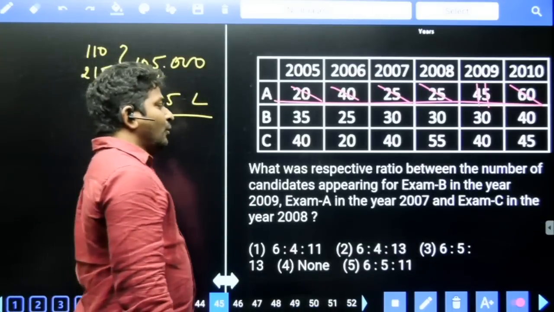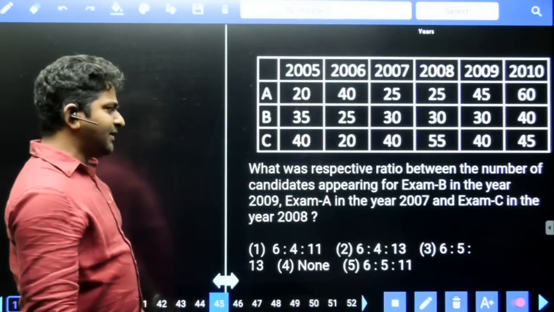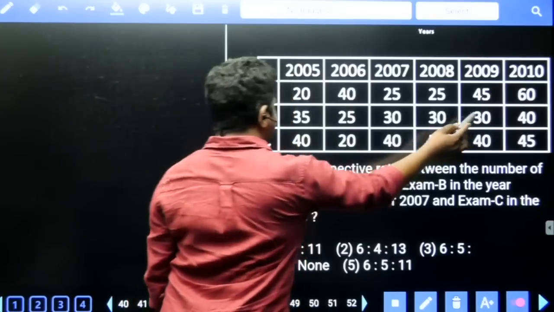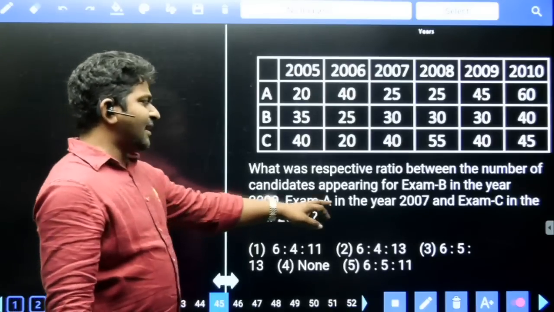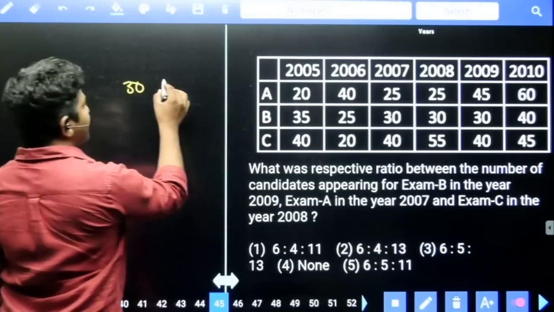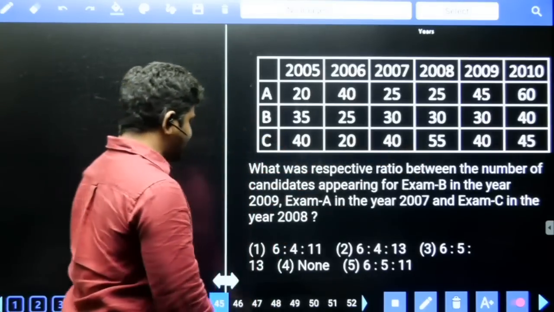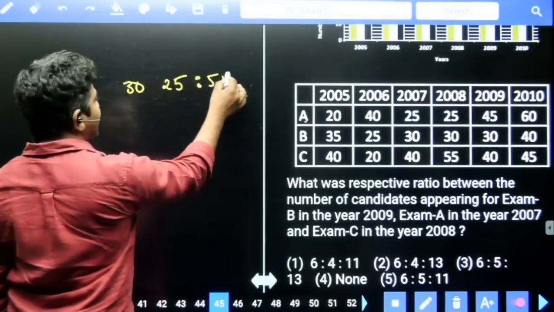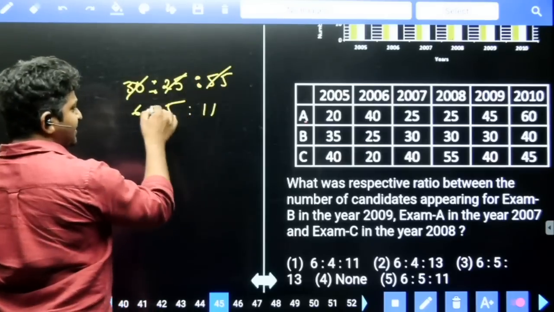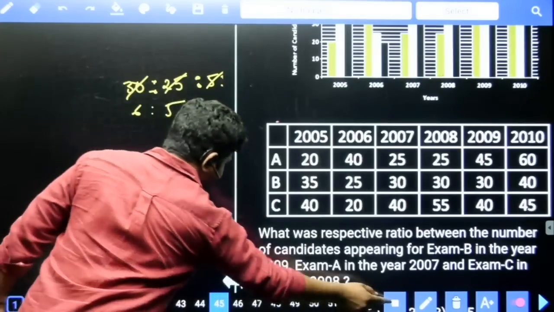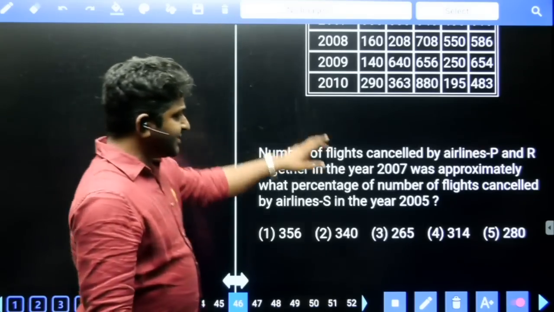Next. What was the respective ratio between number of candidates appearing for exam B in the year 2009, that is equal to 30, and then exam A in 2007, that is equal to 25, and exam C in 2008, that is equal to 55? Now you are asked to calculate the ratio between all the numbers. All are multiples of 5: 5 six times, 5 five times, 5 eleven times. 6 is to 5 is to 11. Which option is that? Fifth option.